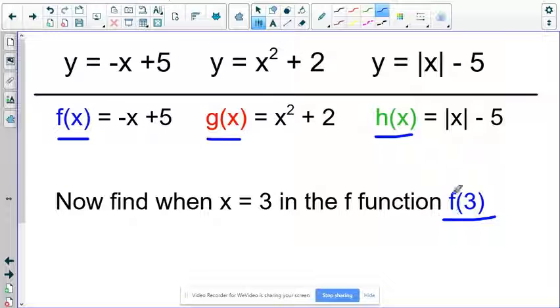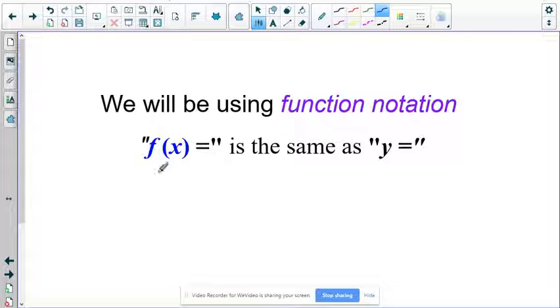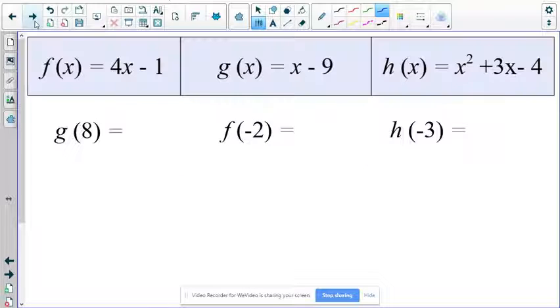But now this is going to read f of 3. And what I want you to understand is that means plug in 3. But now the f is telling you exactly what function to use when you're looking at a list of functions. So f of x is the exact same thing as y. It's just called function notation, which allows us to work with a lot more functions at one time and not get so confused.